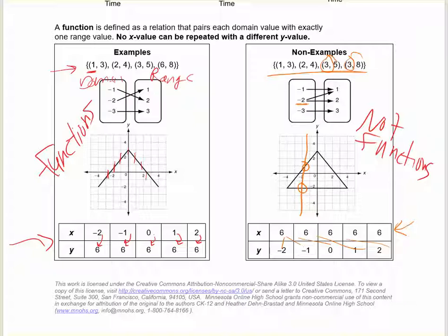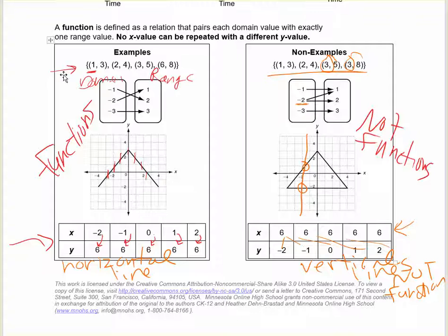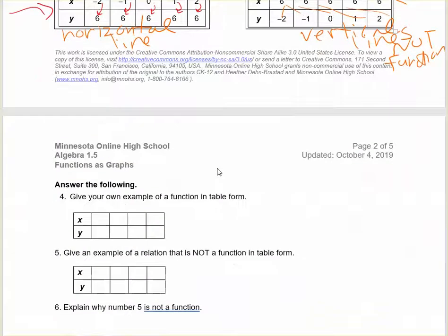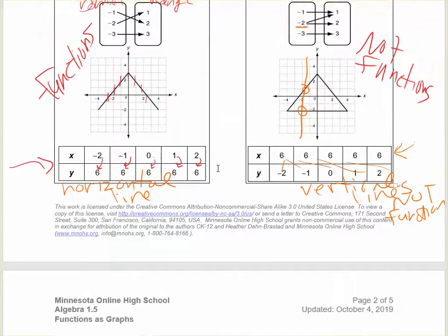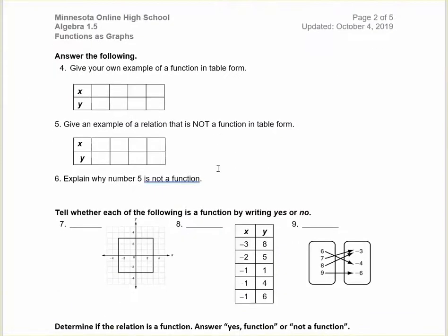This one over here would be a horizontal line if you were to graph this, if you were to plot it out on a coordinate graph. And a horizontal line is a function. This one over here would end up being a vertical line, and vertical lines are not functions. Keep that in mind in your future. Vertical lines are not functions. They're lines, but they're not functions.